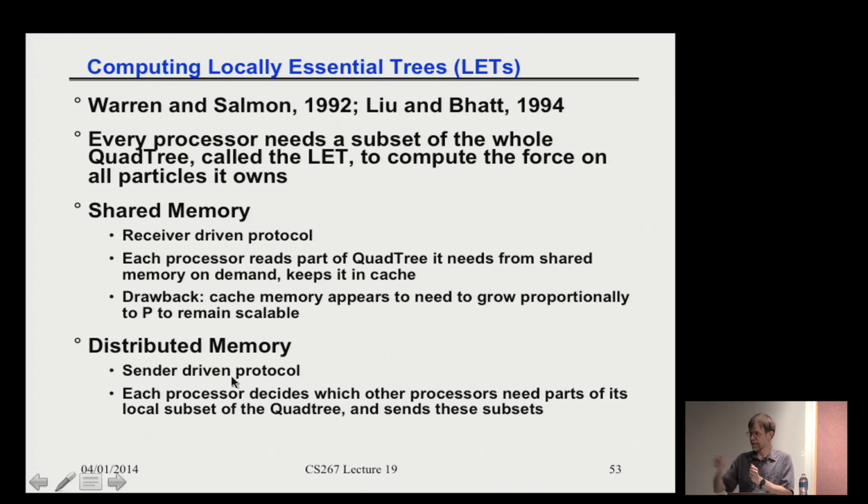I'll send him what he needs. Does this neighbor need it? I'll send him what he needs. So each processor has to look at its information and say, what do I have to send to who else? To which neighbors need it? And that's called a sender-driven protocol.